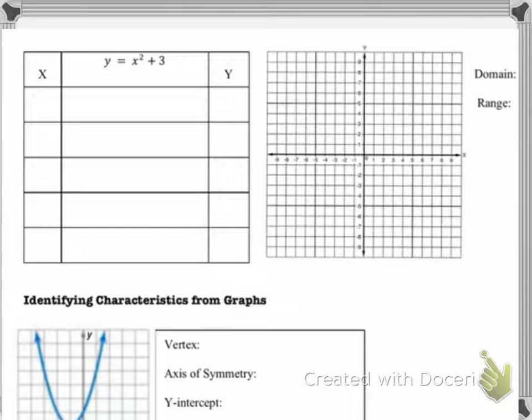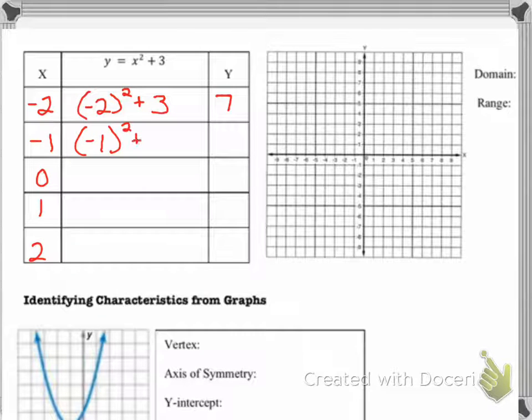So let's look at another example. Same idea. I'm going to pick those same 5 numbers: -2, -1, 0, 1, and 2. And again, I'm going to use parentheses when I plug that in. And when I plug in -2, I get out 7. And then -1, excuse me.